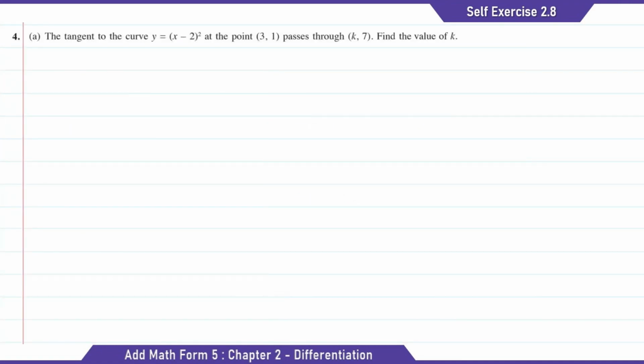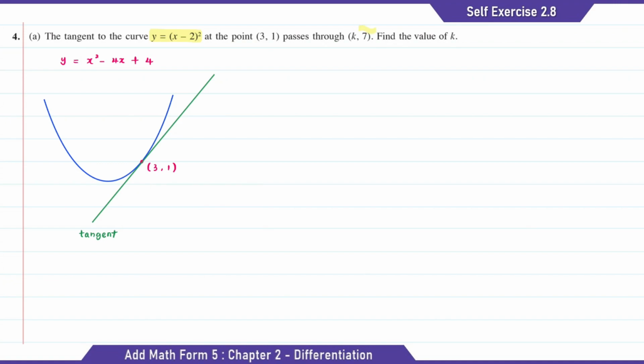Question number 4a. The tangent to the curve y equal to bracket x minus 2 square at the point 3,1 passes through k,7. Finds the value of k. If we expand these equations, we're going to get y equal to x squared minus 4x plus 4, which is a quadratic equation. Let's say this curve here represents these equations, and here will be the point 3,1. Then these straight lines here will be the tangent to the curve at the point 3,1.